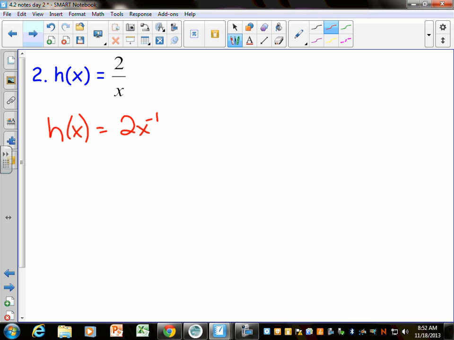I did, it's okay. I know, I haven't taken the derivative yet. I just rewrote it. Quotient rule gave you the same answer, but I feel like this is a lot less work because now I can just pull that out front and say that's negative 2x to the negative 2. I'm going to set that equal to 0 and say that's negative 2 over x squared.